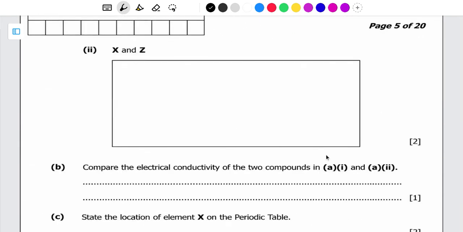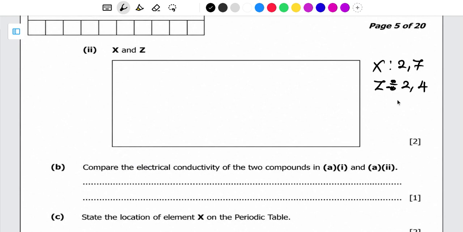Then X and Z. Remember X and Z. For X it is 2,7. For Z, it is having 6 electrons. So meaning to say, we need to have 2,4 because it is having 6 electrons.